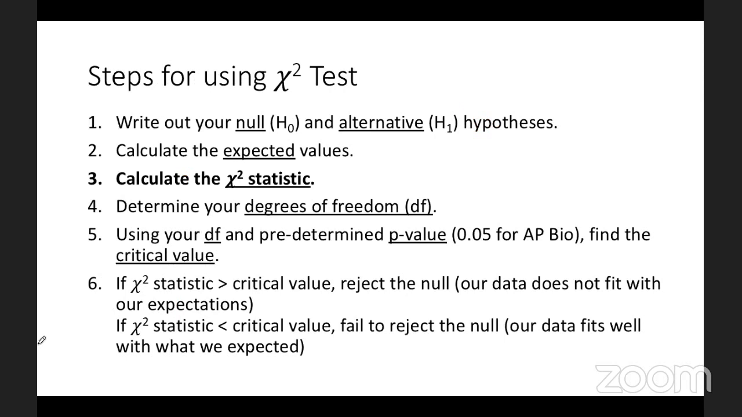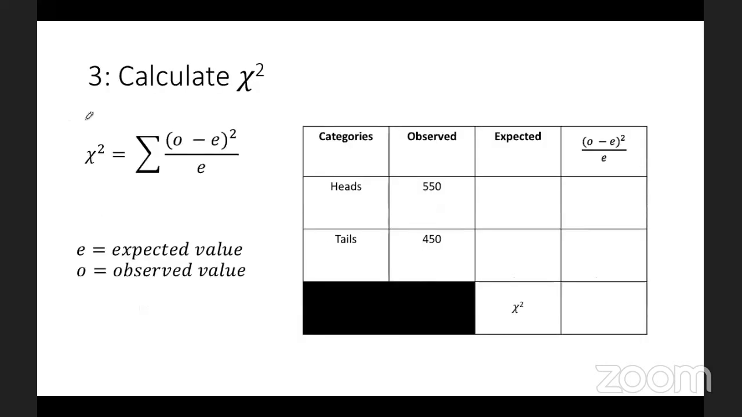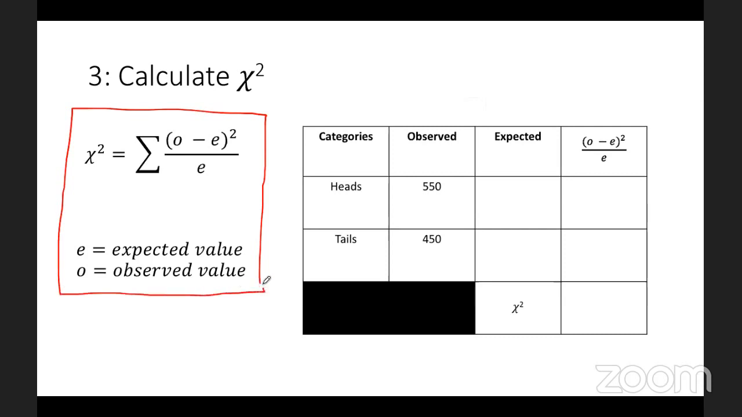All right, the next step is to go ahead and calculate the chi-square statistic. So the chi-square statistic is actually a sum. This is our formula over here, and the AP will provide you with this information. They'll tell you chi-squared is equal to the sum of your observed minus your expected quantity squared over your expected. And they'll tell you what E is and they'll tell you what O is. So this is all going to be given to you.